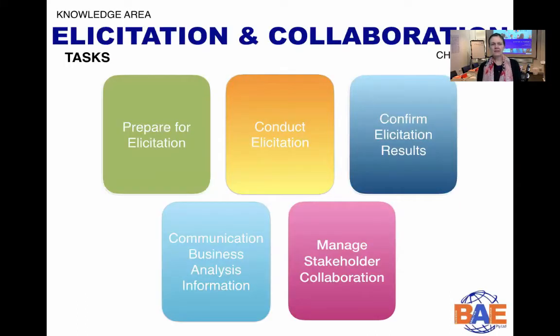So just to recap, the elicitation and collaboration knowledge area consists of 5 different tasks. You've got prepare for elicitation, conduct elicitation, confirm elicitation results, communicate business analysis information, and manage stakeholder collaboration.